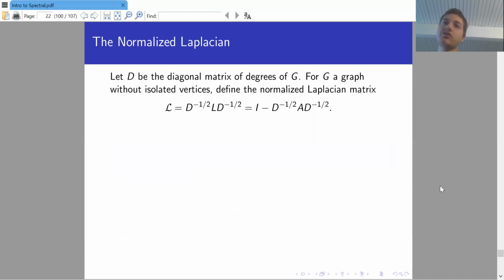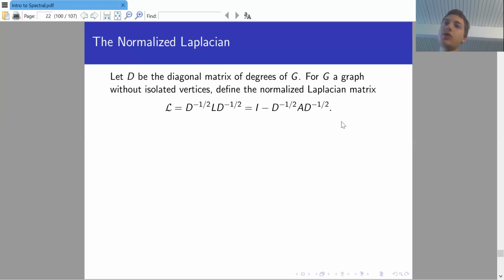And the last matrix I want to talk about is something called the normalized Laplacian. It's defined basically by starting with the Laplacian matrix and then scaling it down on the left and right by this diagonal matrix of degrees, square rooted. And if you expand out the definition of L in terms of the adjacency matrix, one can also write this as the identity matrix minus the scaled-down version of the adjacency matrix.